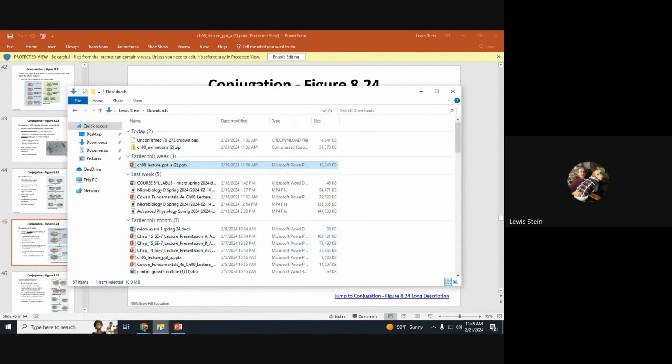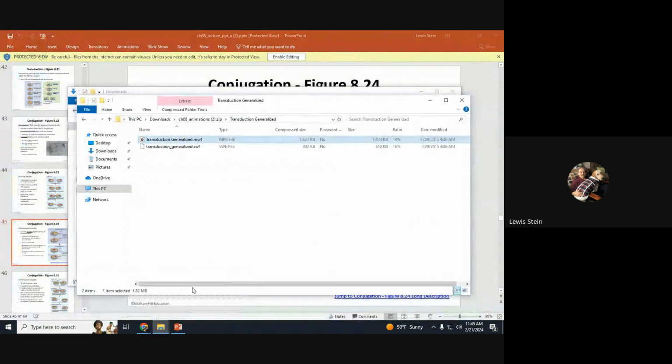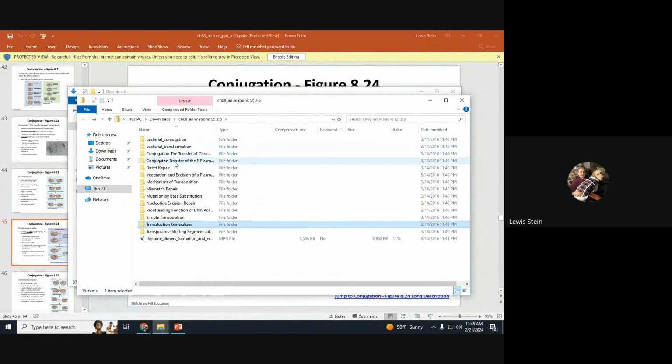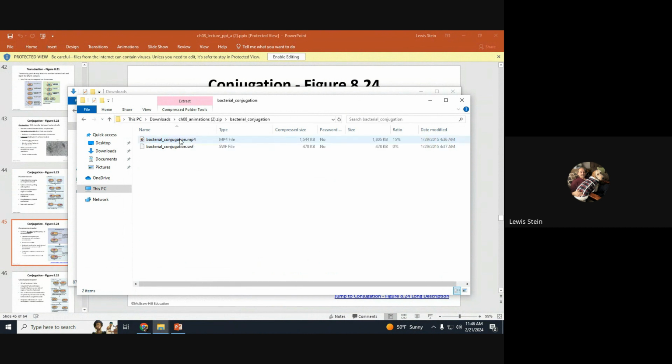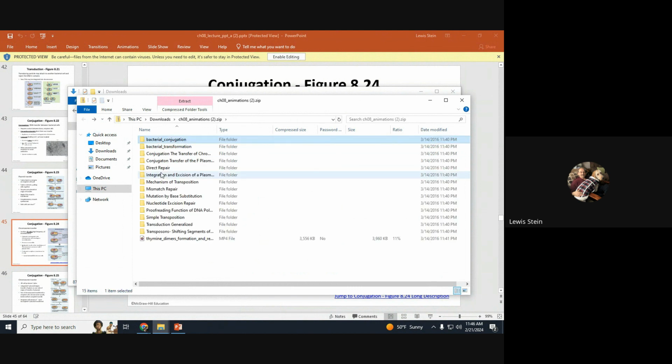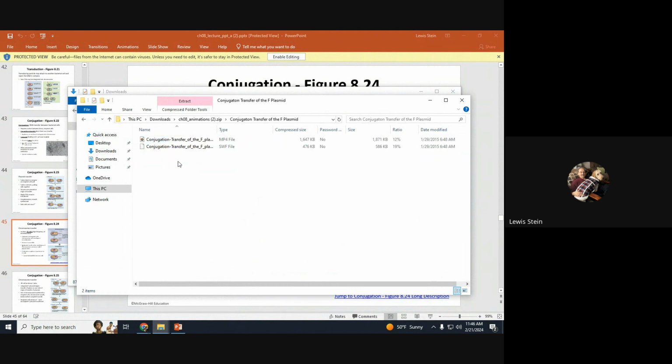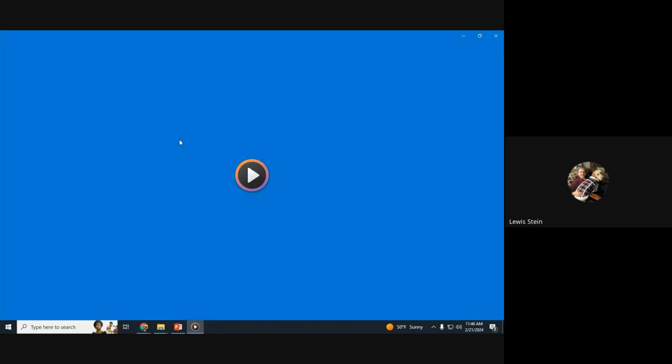The term, wrong one. Here in the time we have left. So this is bacterial conjugation, I think. Hopefully this is the right one. Transfer the F plasmid. Conjugation and transfer of said F plasmid.